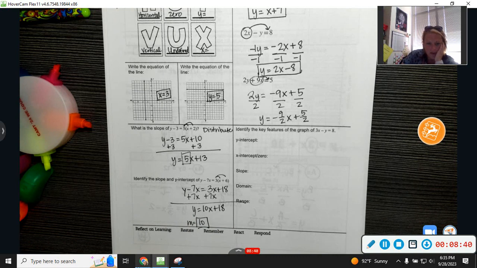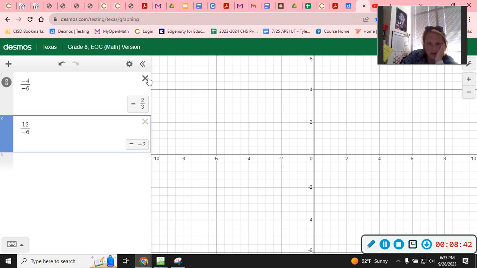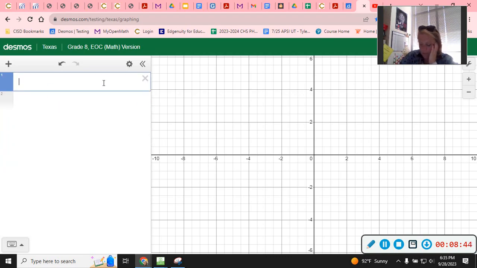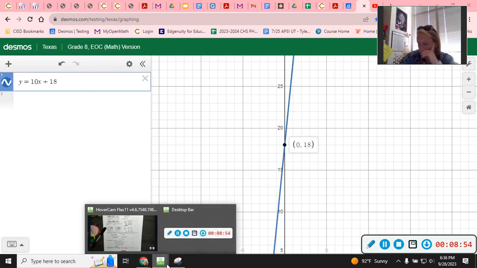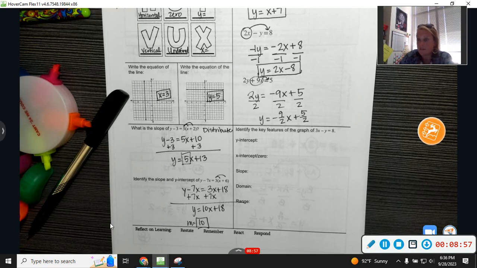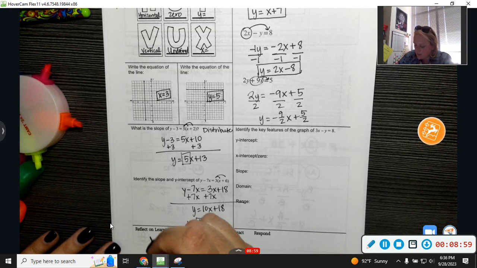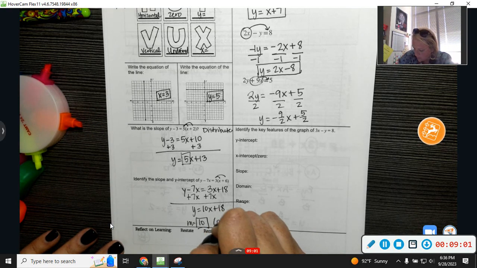Now it wants the y-intercept. So what I'm going to do is I'm going to graph this into Desmos. And I zoom out, and if I look where it crosses the y-axis, it is 0, 18, which makes sense because that's what b stands for, doesn't it? So my y-intercept is 0, 18.